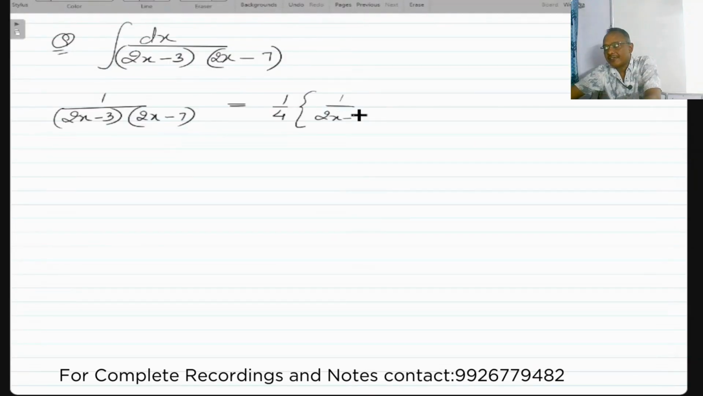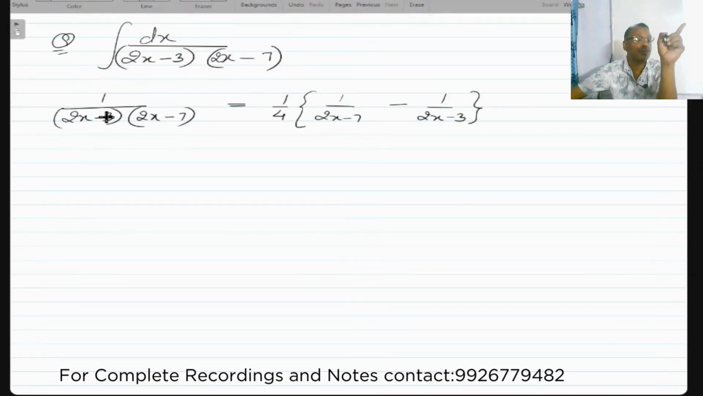1/4 of 1/(2x minus 7) minus 1/(2x minus 3). सही है. तो कितना अच्छा है ना. ये वाला केस सिर्फ तब यूज होगा जब बेटा x का कोएफिशिएंट सेम हो. एक स्पेशल केस है. हर जगह पे ये काम नहीं करेगा. That's why I called it a zeroth case. It's a very, very special case.